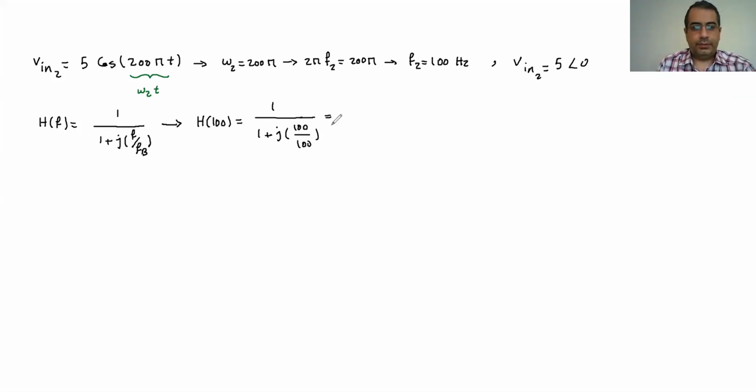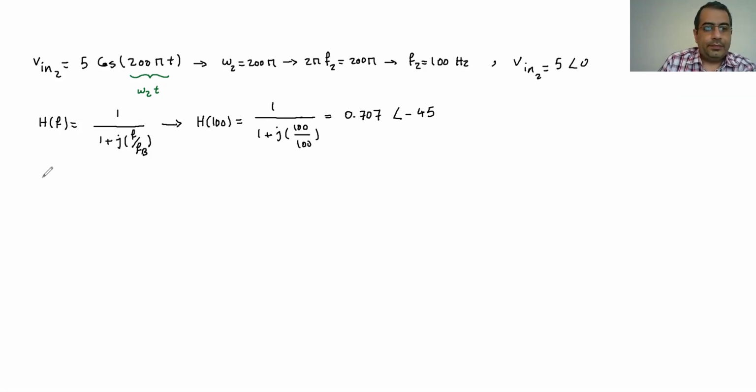And therefore, if I rewrite it in polar format, it's going to be 0.707 with the angle of negative 45.